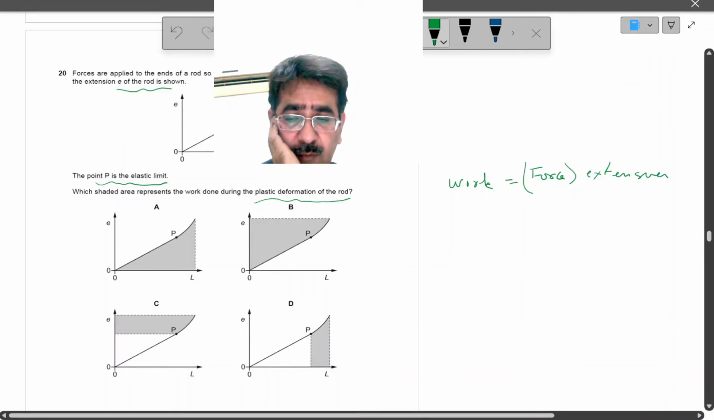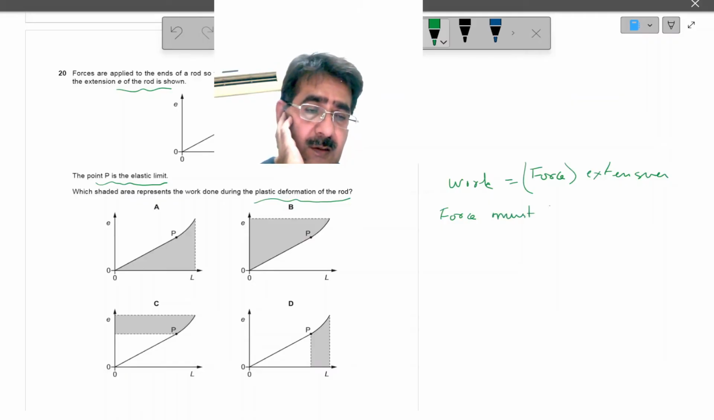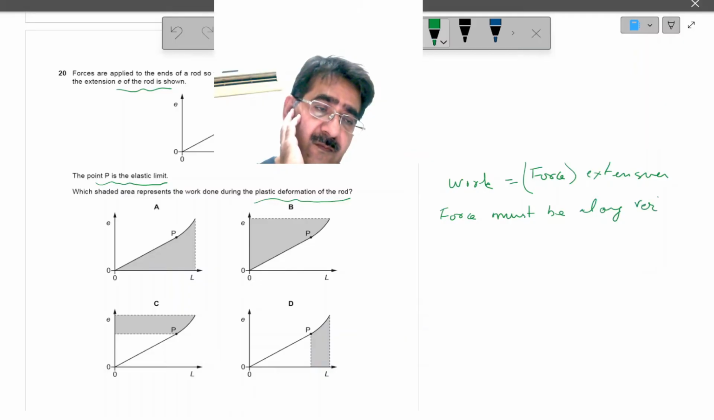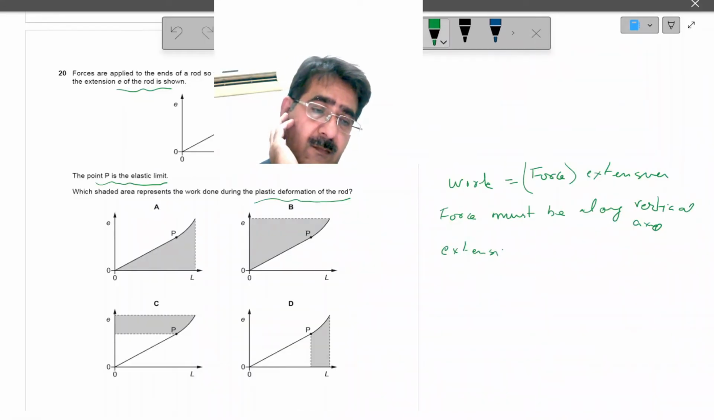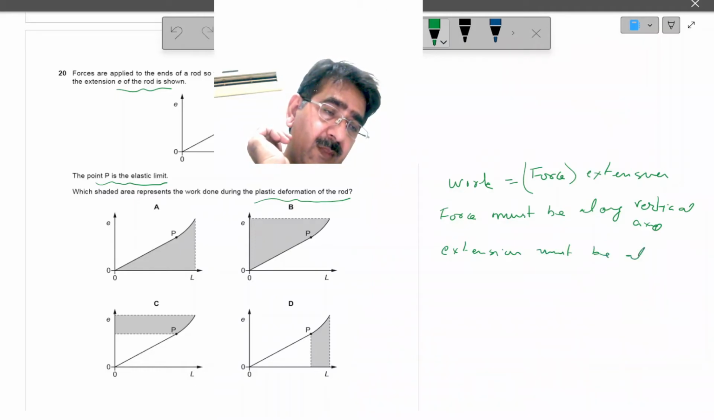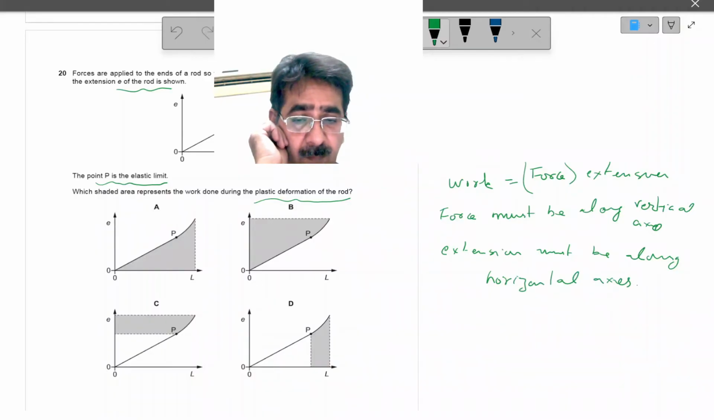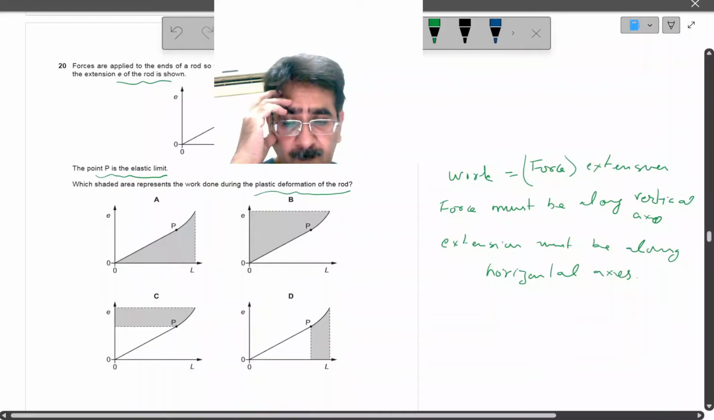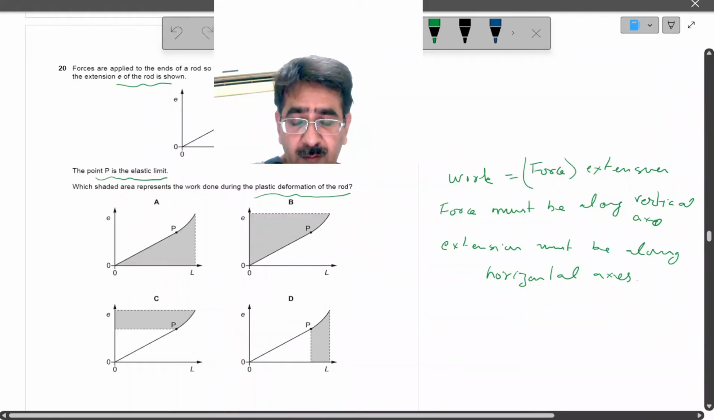So force must be along the y-axis, the vertical axis, and extension must be along the horizontal axis. Okay, so if we consider the orientation, A will be wrong.